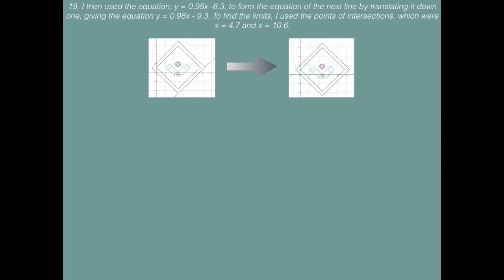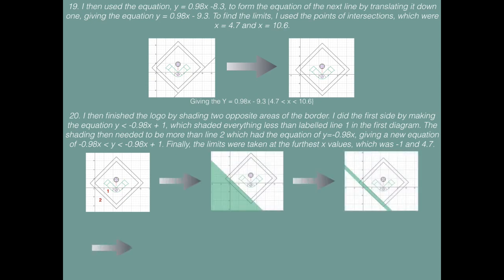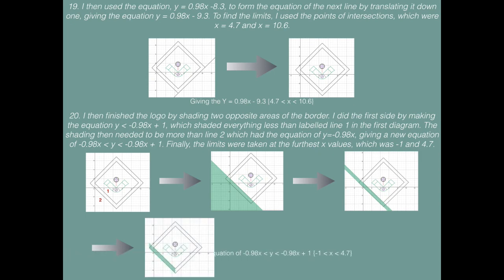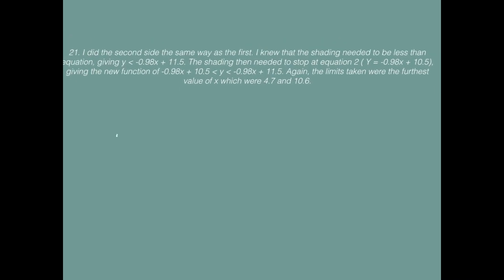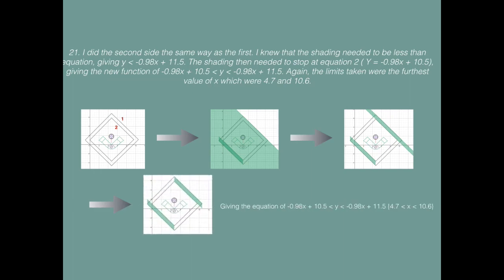Step 20 was making the first shaded side by making the equation y is more than negative 0.98x plus 1, which shaded everything less than line 1, but because it needed to be more than line 2, I got the equation that is shown on the screen. The limits were then taken as the furthest x values, which were negative 1 and 4.7. The final step was shading the opposite side, which was the same process as step 20 and can be seen on the screen.